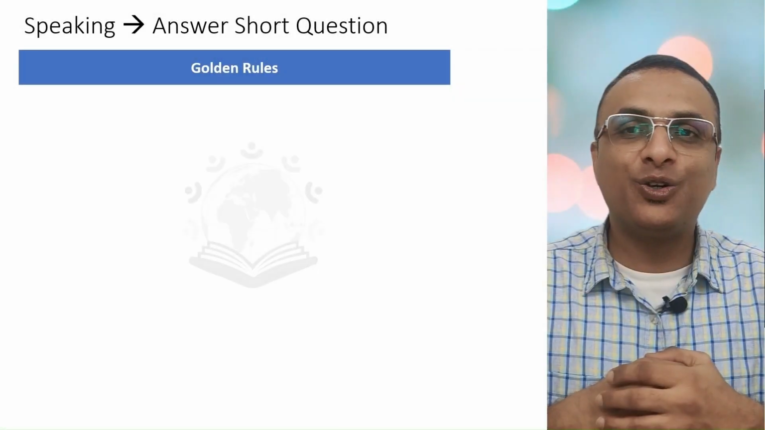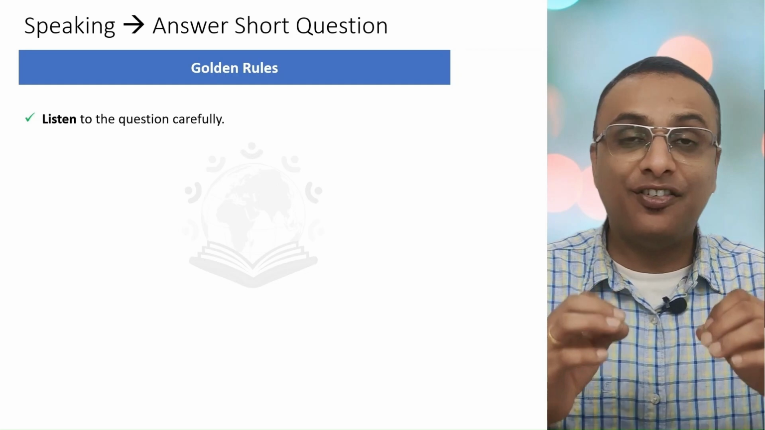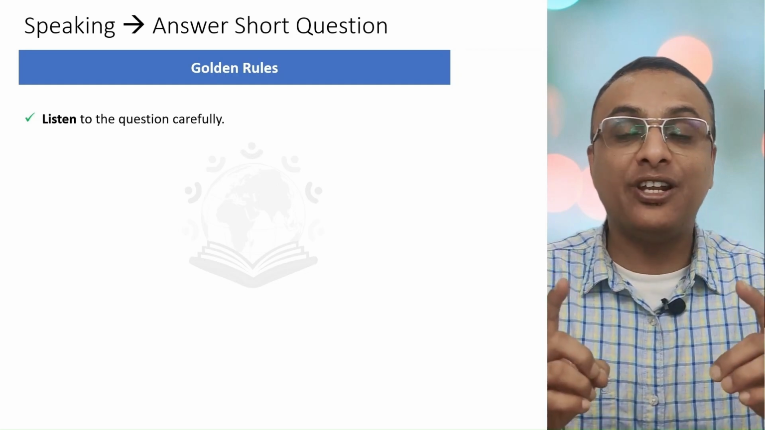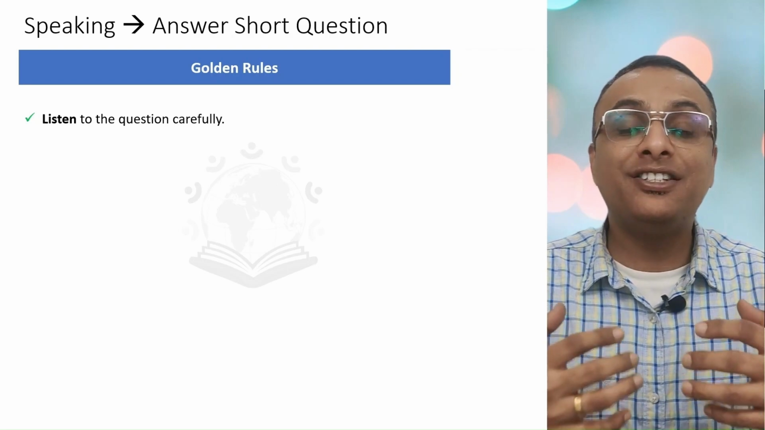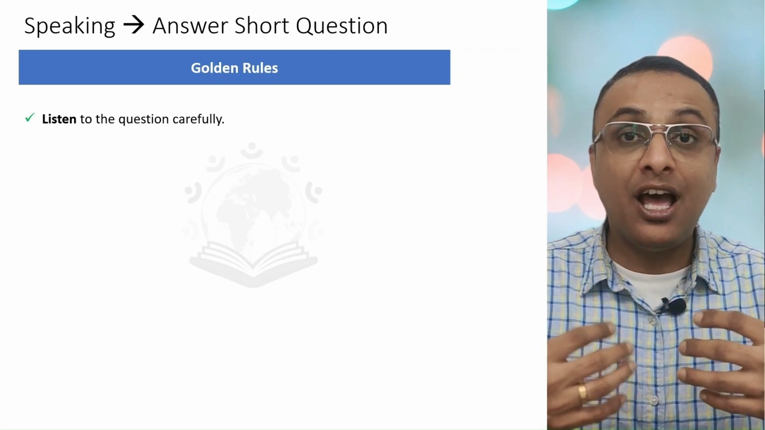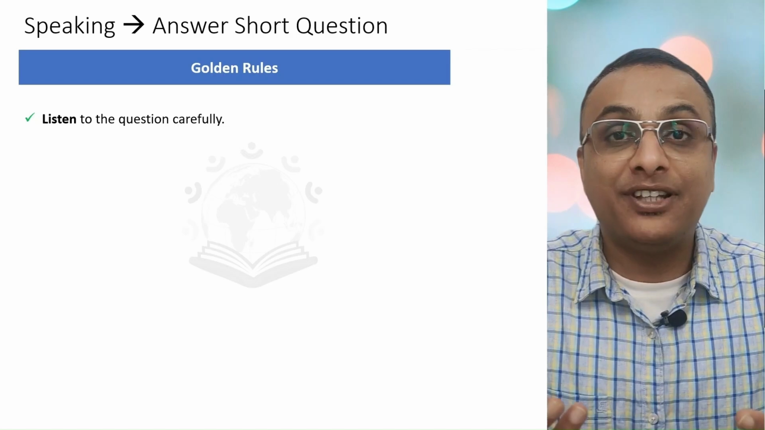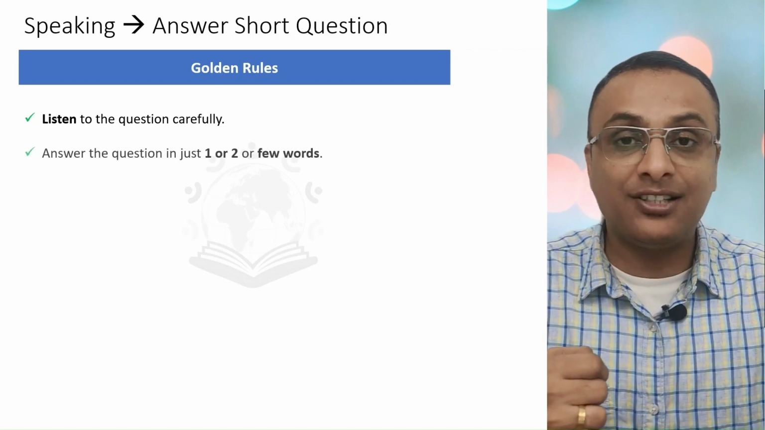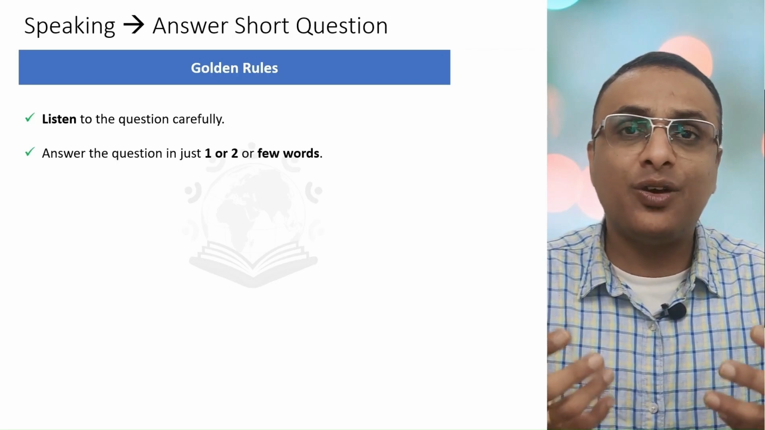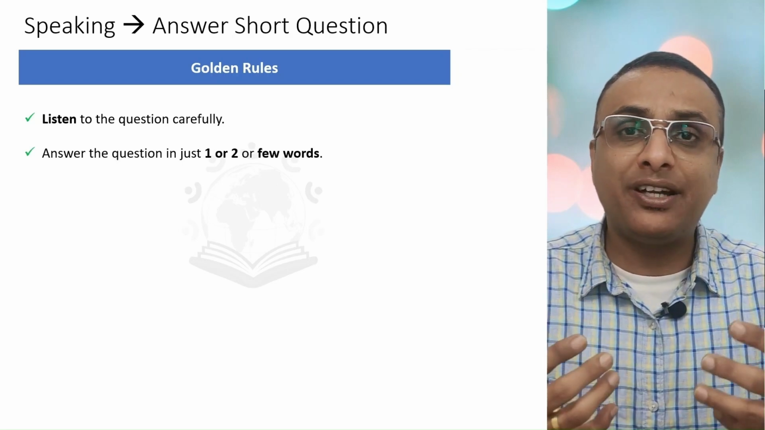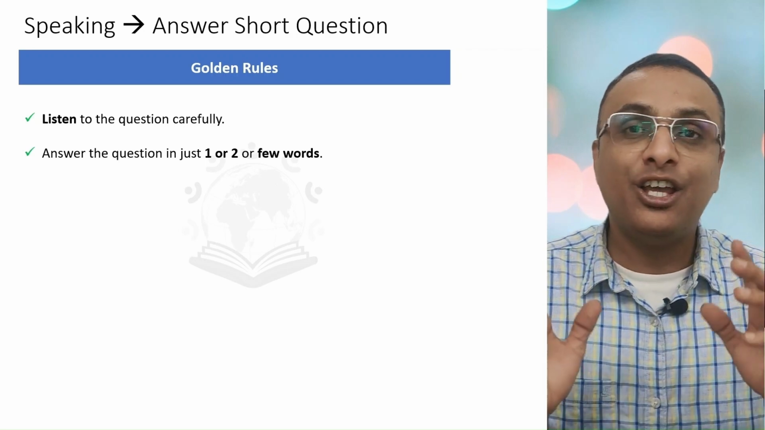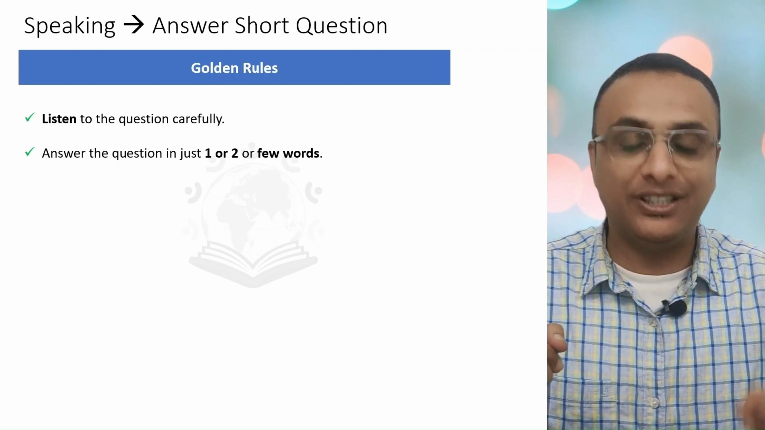Let's look at the golden rules for answer short question. First and foremost, PTE says that you need to listen carefully. Reason being, PTE is just trying to understand if you can listen, comprehend, and then come up with an answer. Meaning, if you can understand the question and then come up with an answer. What is PTE expecting as an answer? PTE is just expecting 1 or 2 words. That is why you are not getting marks for your speaking. You are just telling 1 or 2 words.